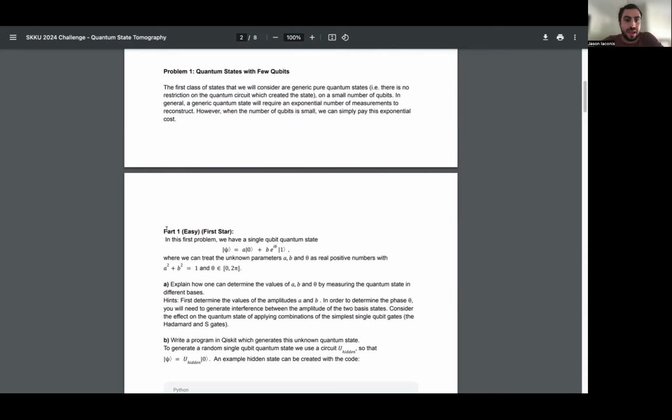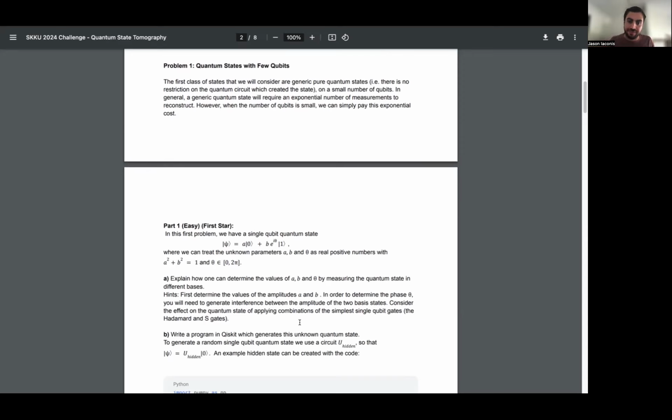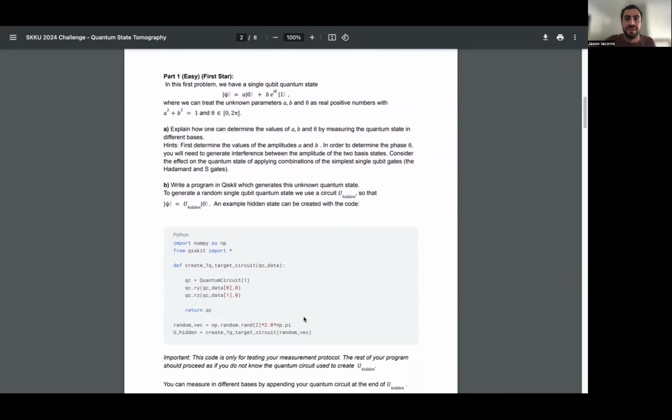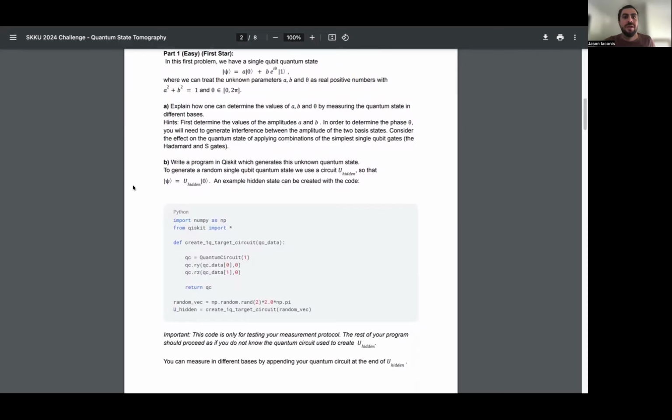So this part 1 here is going to be the first star that you get for this problem. And this problem really is to walk you through the process of this problem and how we're going to approach it. So in part A, you're just going to explain how you could actually figure out just from a sequence of measurements in different bases what these parameters A, B, and theta are. So this is just in words, and I gave you some hints about how you could actually measure in these bases.